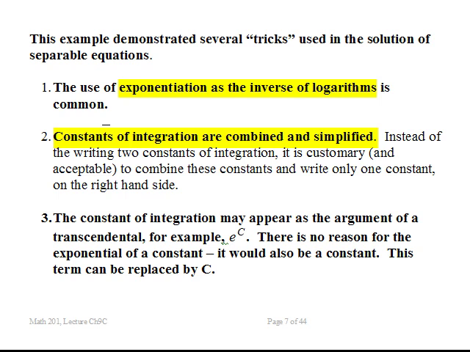It's customary to write all the constants as one value over on the right-hand side of the equation, and if we have any nonlinear function of those constants, we just replace that with another constant. That's what we're talking about in 3. When the constant of integration appears, for example, as the argument of a transcendental function, say e to the c, there's no reason to calculate the exponent of a constant. That would also be a constant. We just replace the whole thing with c.